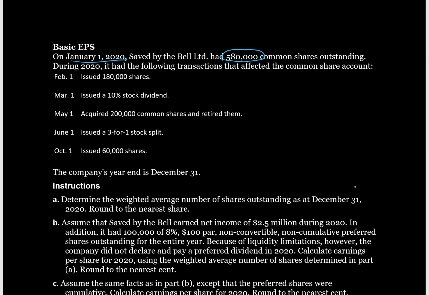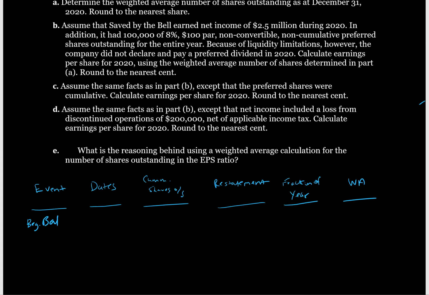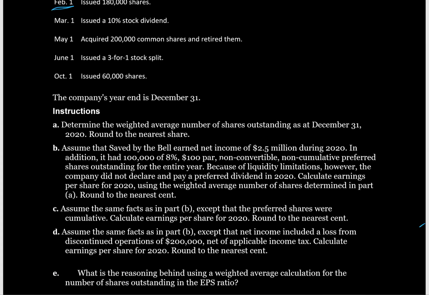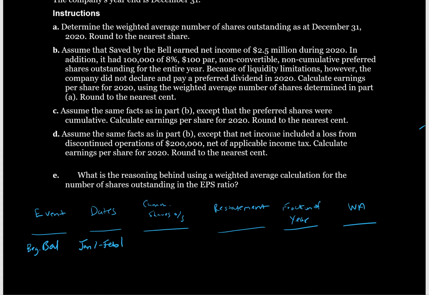So January 1st, and the next change is going to happen on February 1st. So what I'm going to do is I'm going to say my dates are going to be January 1st to February 1st. And that's because on February 1st, there's a change in the number of shares. So whatever I have on January 1st is going to be constant for the month of January. And that's going to be that we're going to have 580,000 shares outstanding. Looks like a weird 8. And that's going to be for 1 month out of 12 months in the year, because it's only going to be consistent for the month of January.